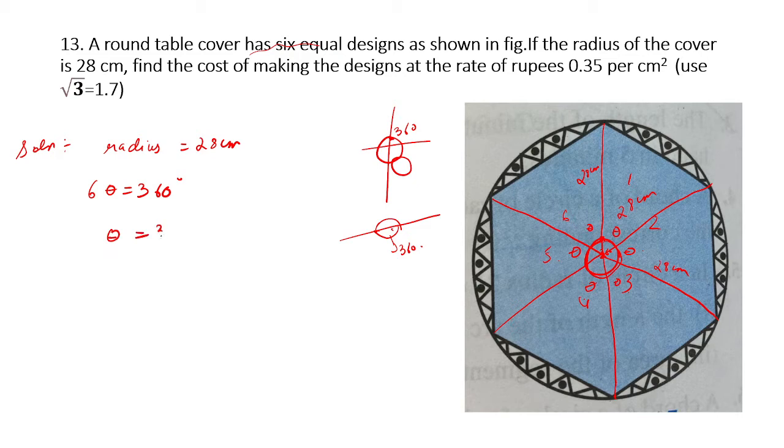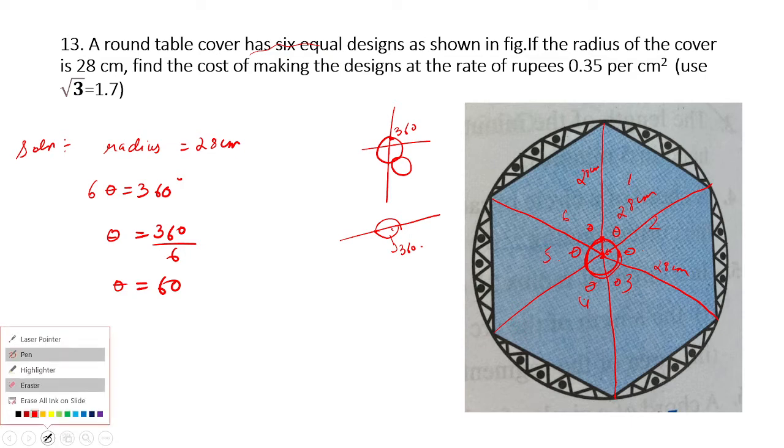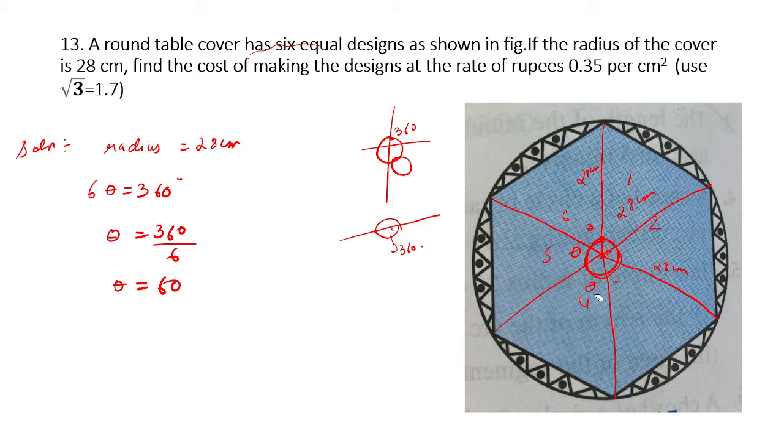So you have 6 theta equal to 360 degree, so theta is equal to 360 degree by 6, which is 60. Okay, clear? So you can erase theta now and write this as 60 degree, because all of them are going to be 60 degree each, such that when you multiply them by 6, you'll end up getting 360 degree.